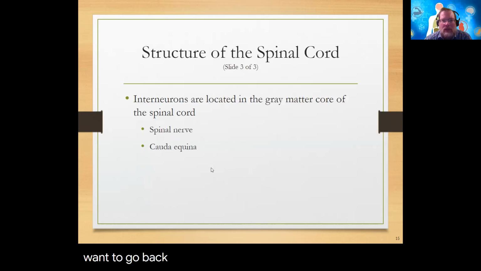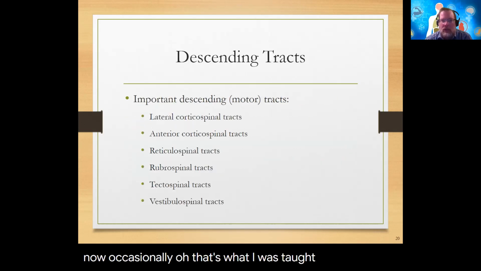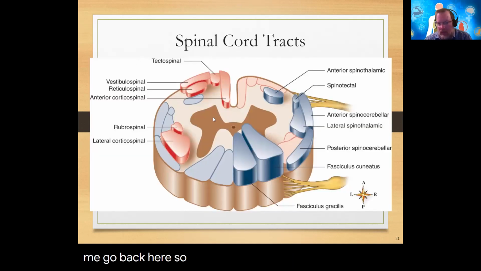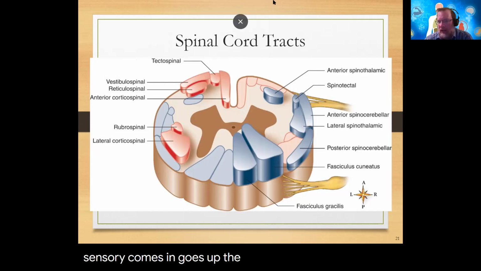I want to go back to here. Structure of the spinal cord again: neurons, sensory comes in, motor goes out. Now, occasionally, oh, that's what I was talking about, interneuron. In this little gray area, we oftentimes will have what's called an interneuron. So if sensory comes in, goes up the tract, motor comes down, heads out the front door, there are times when that need for the brain involvement may not be necessary. I may need something faster.